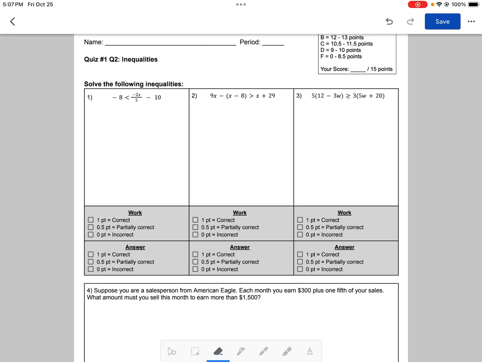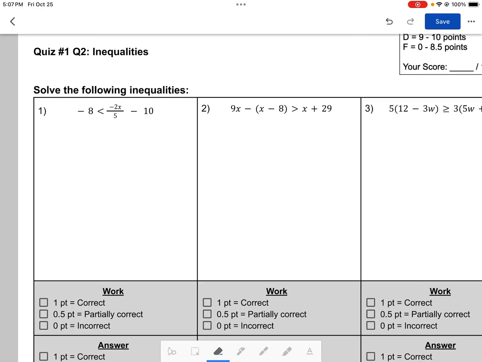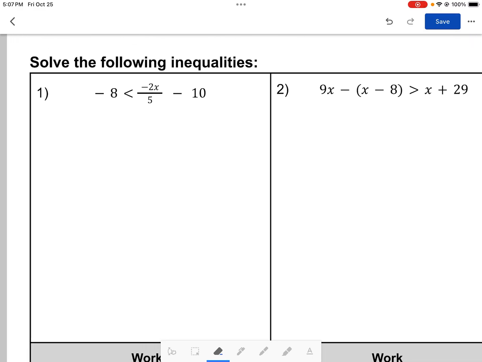Hi friends, today we're going to talk about our quiz from Friday, inequalities. We're going to start with number 1. It says solve the following inequalities. Looking at the first one, I have negative 8 is less than negative 2x over 5 minus 10.